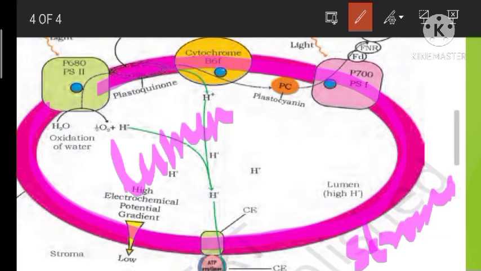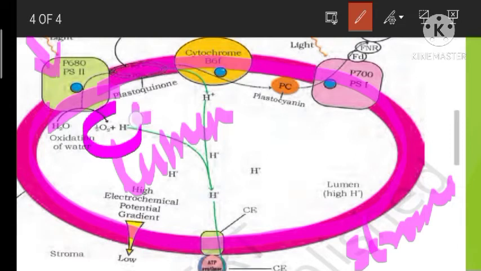The water splitting enzyme complex is present on the inner side of the thylakoid membrane in photosystem 2. So when light is absorbed by photosystem 2, as a result, photolysis of water also occurs. This is the enzyme complex which is responsible for splitting the water molecule into oxygen, hydrogen and electrons.